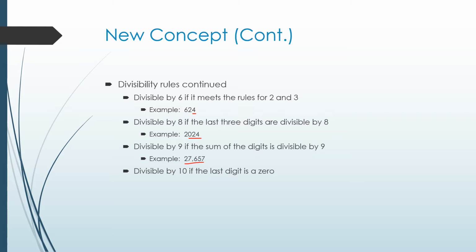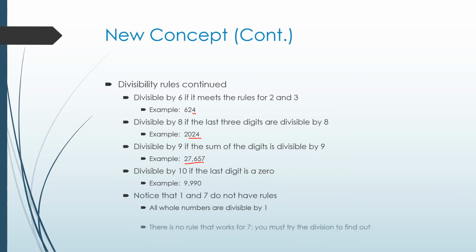10 is an easy one. If the number ends in 0, it is divisible by 10. It has to end in 0. Now if you notice, the numbers 1 and 7 don't have rules in this list. The reason is because all whole numbers are divisible by 1, so 1 is going to work with any of these numbers that we did. And 7, there isn't really a rule that works for 7. That one you just have to actually do the division to find out if it's divisible.